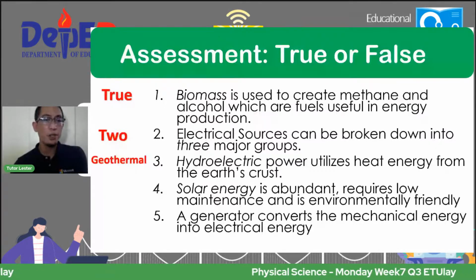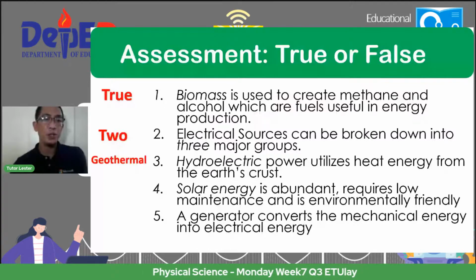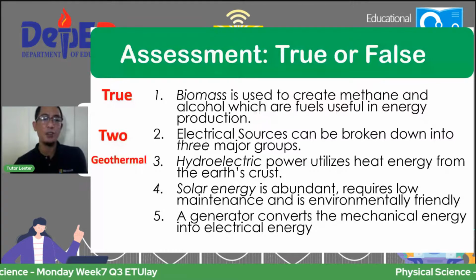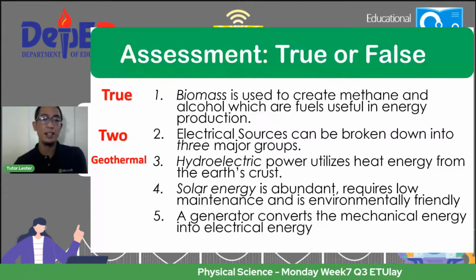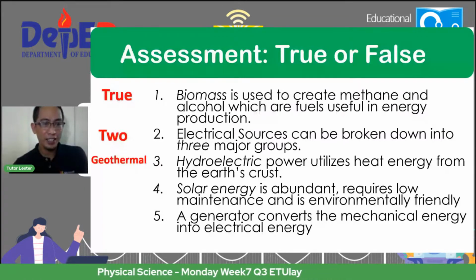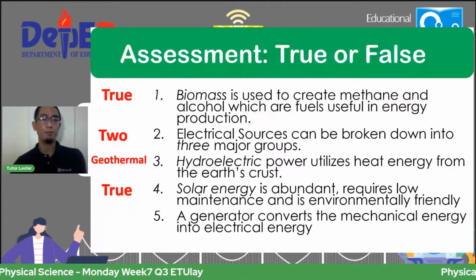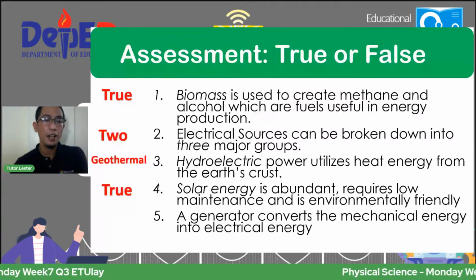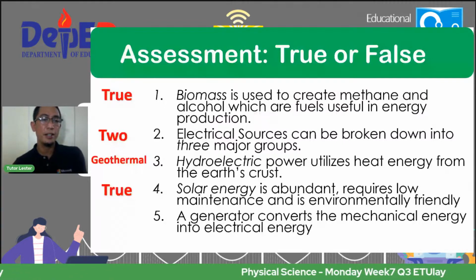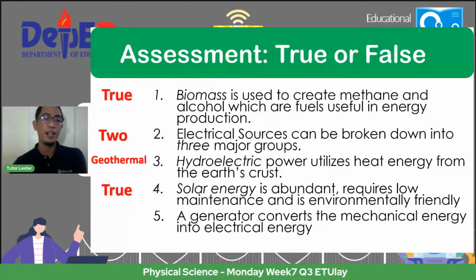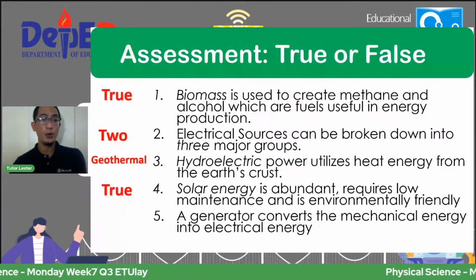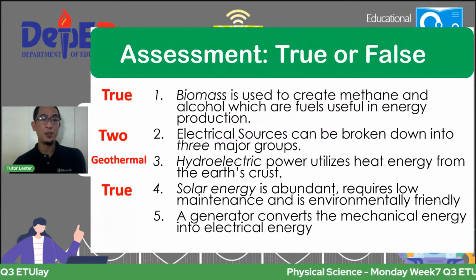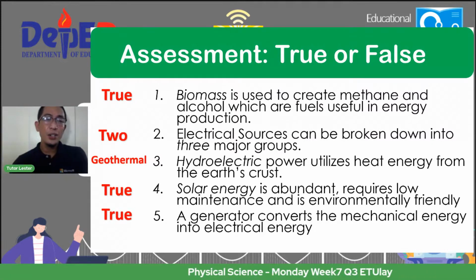Number 4. Solar energy is abundant, requires low maintenance, and is environmentally friendly. True or false? Tamang sagot po ay true. Number 5. A generator converts the mechanical energy into electrical energy. True or false? Tamang sagot po ay true.